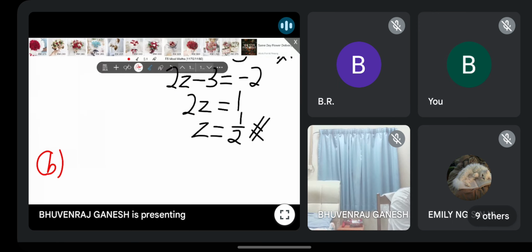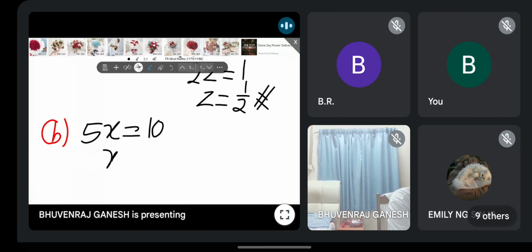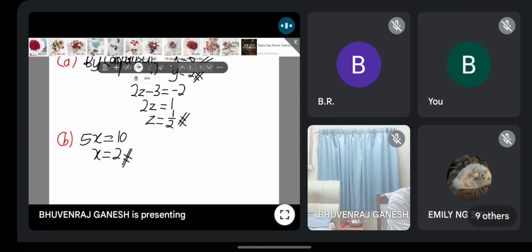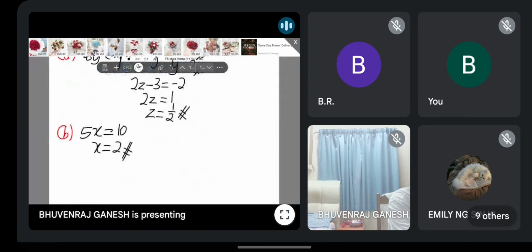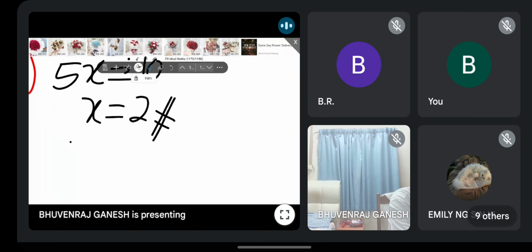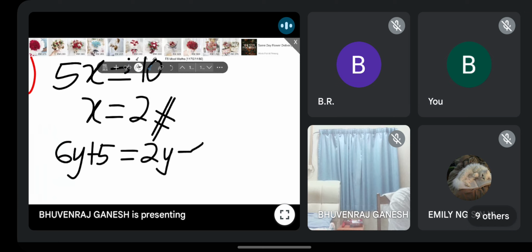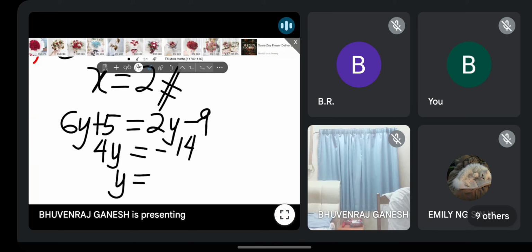First part, you will compare 5x equals 10, so you will get x equals 2. This is the first one. Second one, you will compare the y. So the y is 6y plus 5 and 2y minus 9. 6y plus 5 equals 2y minus 9, so you will get 4y equals negative 14. Make sure the final answer is in the simplest form, so it's negative 7 over 2.